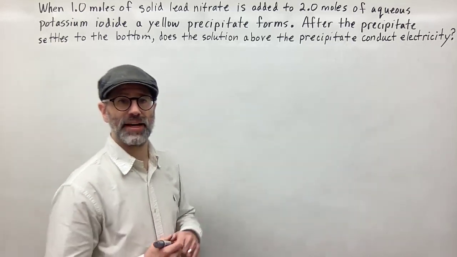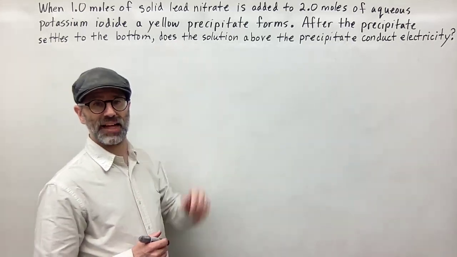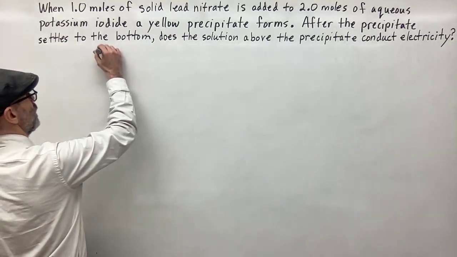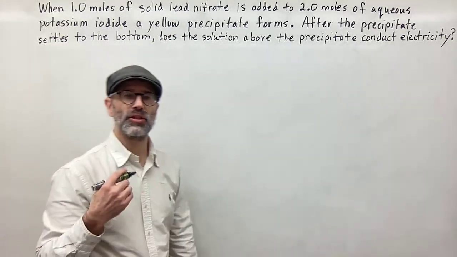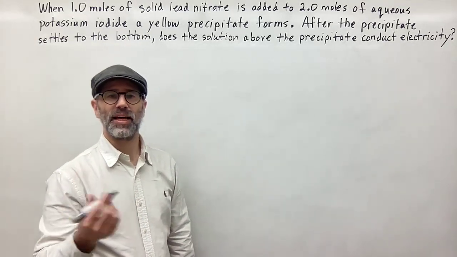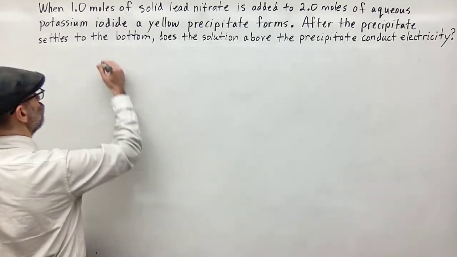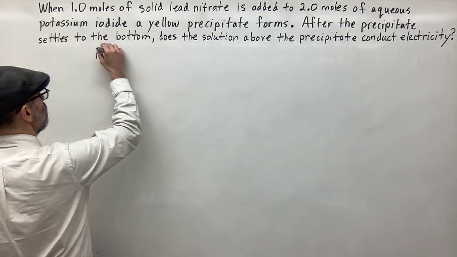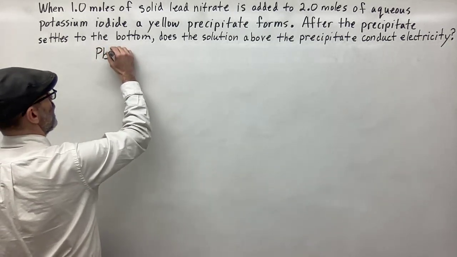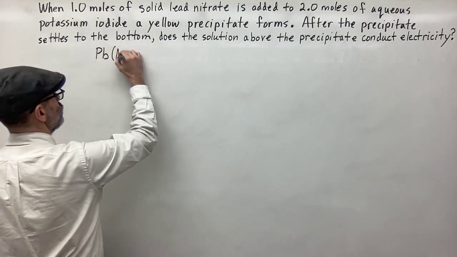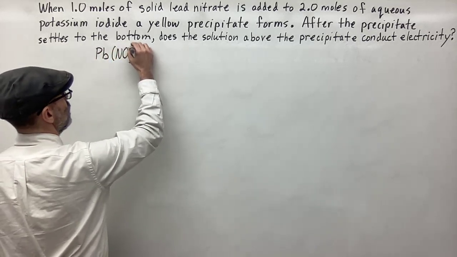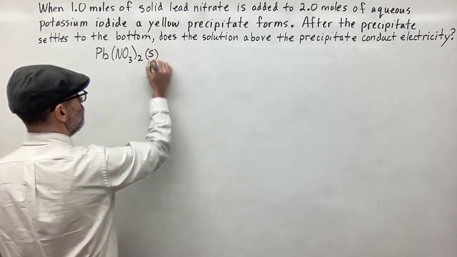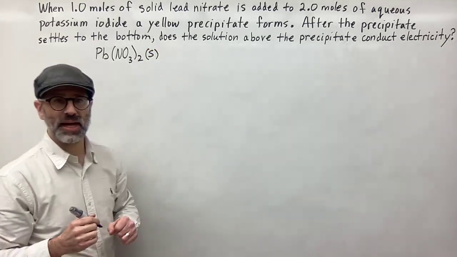So we're going to take the fact that they're telling us we have solid lead nitrate. So let's write that down. Solid lead nitrate, that's going to be lead(II) nitrate. Lead has a positive 2 charge usually, so this is going to be Pb, and nitrate has a -1 charge on it, so we're going to need 2 of those to balance the charge. So there we have solid.